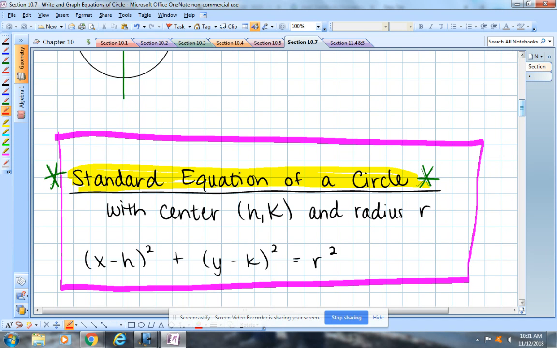of your circle. Okay? The only thing is we're going to change the sign. So whatever your x value is, we're going to change the sign and put it in this parentheses. Whatever your y value is, we're going to change the sign and put it in this parentheses. What is that?